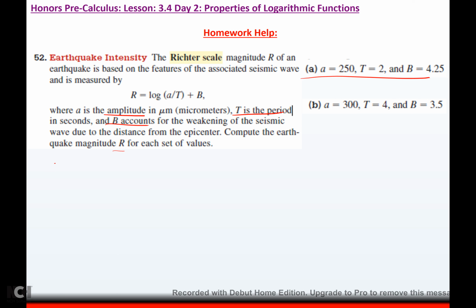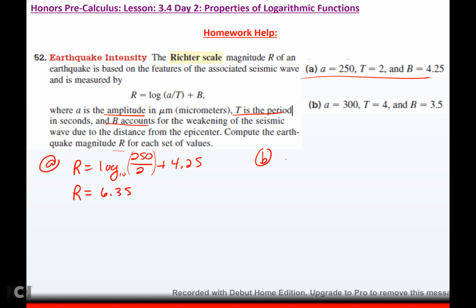So if I look at A, it's telling me to find R when A is 250, T is 2, and B is 4.25. We can use the calculator because this is base 10. So I'm going to type in log, and it opens parentheses, so do 250 divided by 2. Close your parentheses, and then hit plus 4.25. And the Richter scale would be 6.35 if I rounded. Okay? So for A, it was a magnitude of 6.